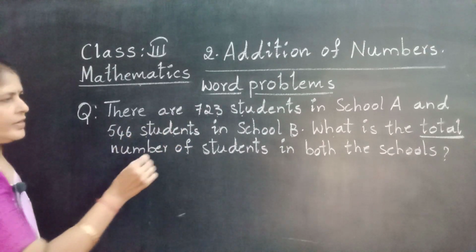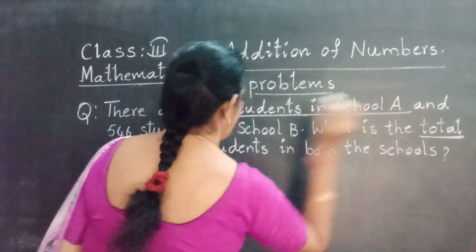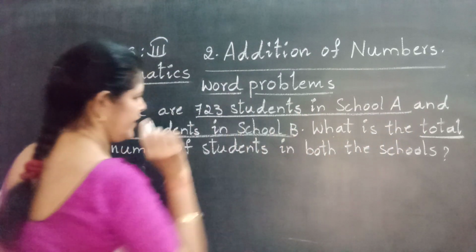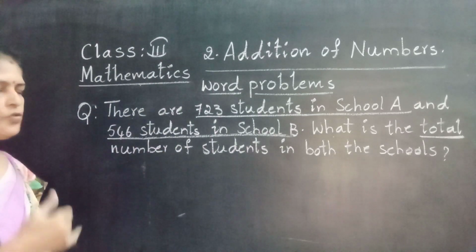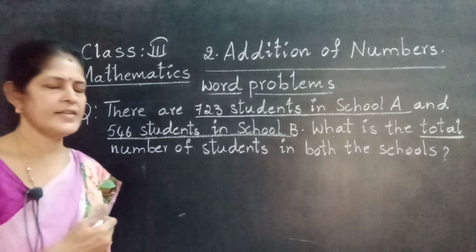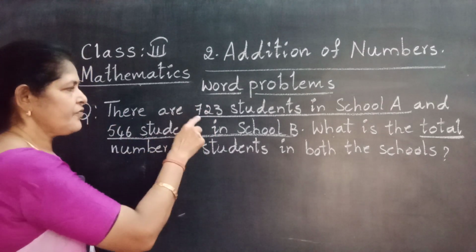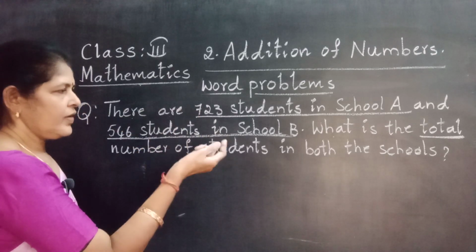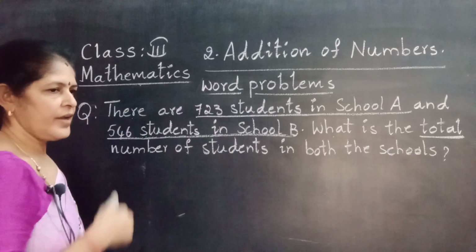What are the important words? 723 students in school A. 546 students in school B. Here we find out the total number of students. We get the total number of students by adding the given two numbers. What is the first number? 723. 723 goes to school A students.